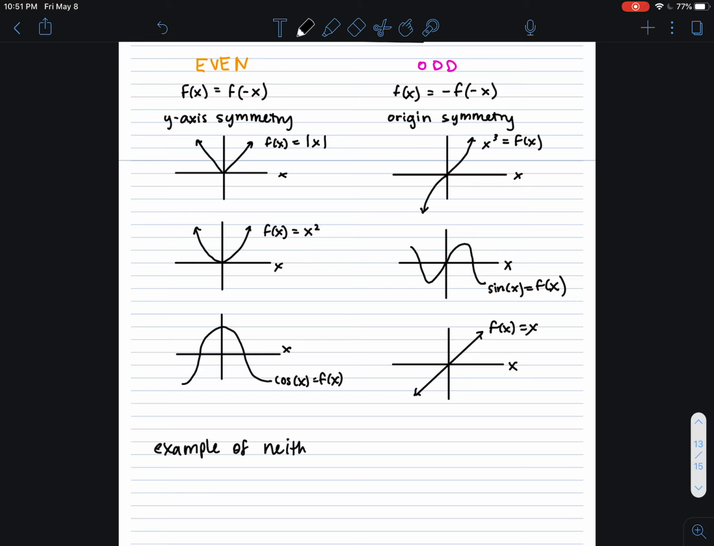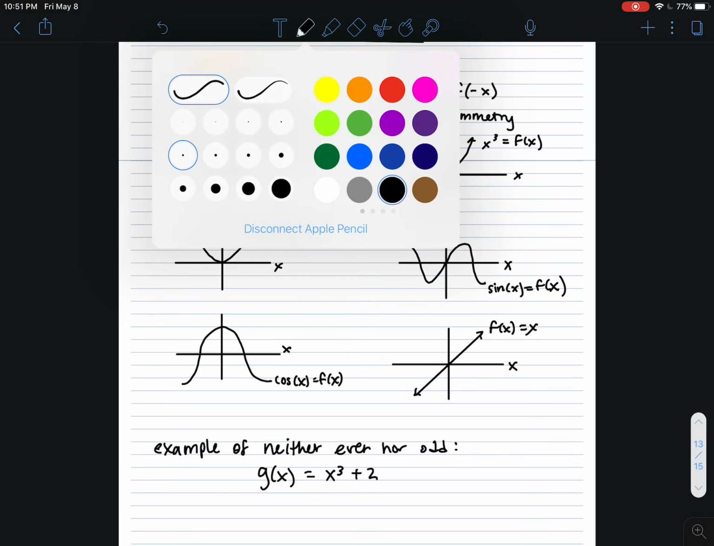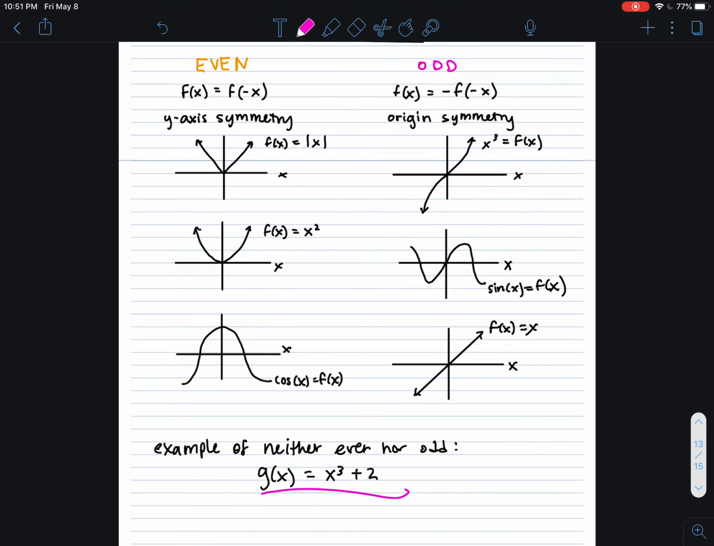An example of something that's neither even nor odd is, say, g of x equaling x cubed plus 2. We know that x cubed itself is odd. But if we move this function up 2, which would look like this-ish, we can see that that no longer has that origin symmetry. Now we've got this extra bit above the origin that's going to make it non-symmetrical. And so that guy doesn't work.